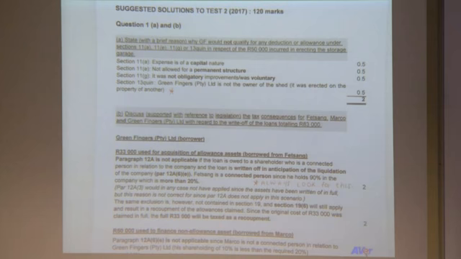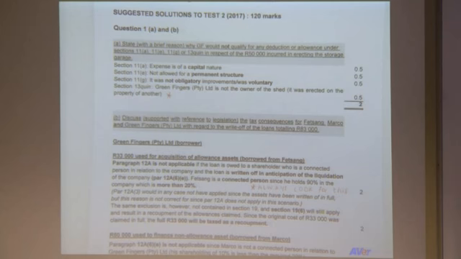Okay, so the first question was, we said, state with a brief reason why Green Fingers would not qualify for any deduction under the following sections. Okay, so the main error that you guys made here was you discussed too much. So this was 2 marks in total out of 120. So if you see a question that counts 2 marks, we don't want a whole page for you to explain why they can't qualify for it. We want sort of 1 word or 1 line that says that's why they can't receive the deduction.